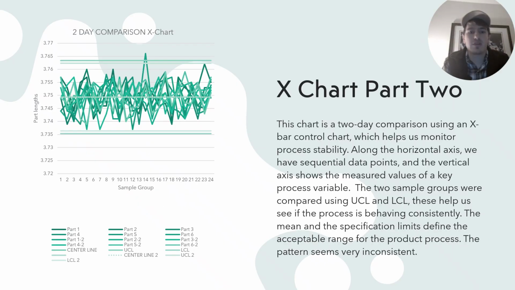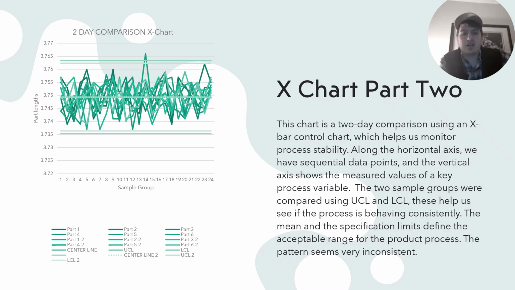So for our X chart for part two now, we have our 2-day comparison X chart with 24 subgroups, and we have our lower control limit, our center line, and our upper control limit. Our center line goes across this staggered chart at different values ranging from 3.736 all the way up to 3.765, where it tops out.